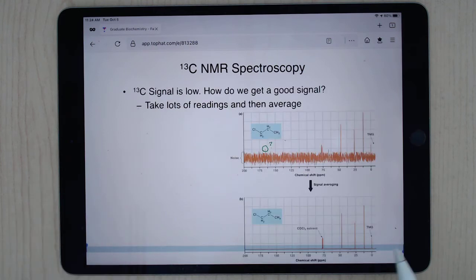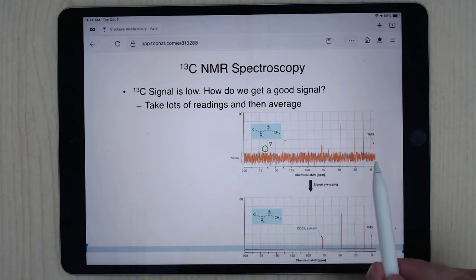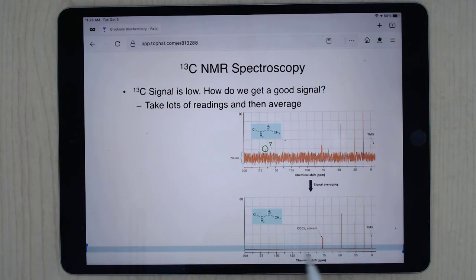Okay, and so what we do is we take a whole bunch of scans, and then we average them. What happens is all of this part that's random noise, after you average it enough, is going to go down to baseline. And this guy here, which will be down here, is just, as it turns out, noise, and it's just these three that end up being signals, along with this one.